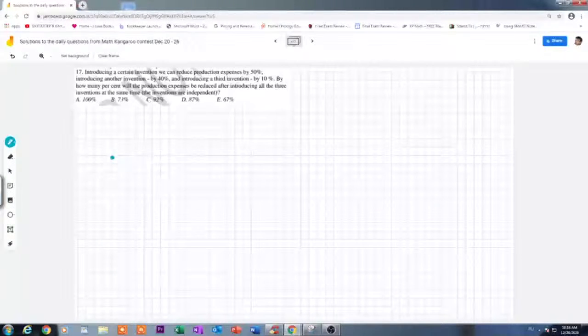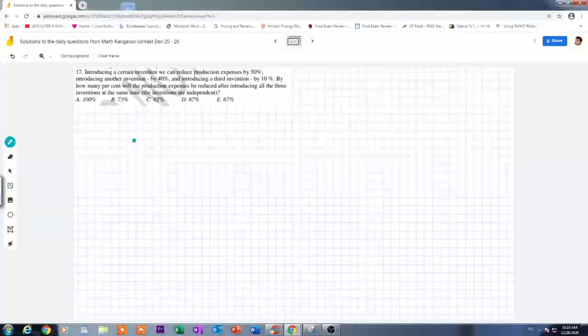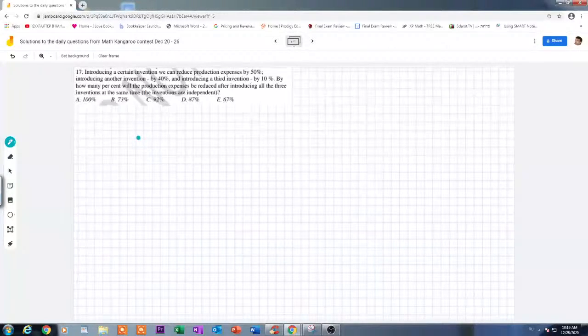Next question. Introducing an invention, we can reduce production expense by 50%. Introducing another invention, we can reduce it by 40%, the rate, what's left. And introducing a third invention, we can reduce it by another 10%. By how many percent will the production expense be reduced after introducing all the 3 inventions at the same time?